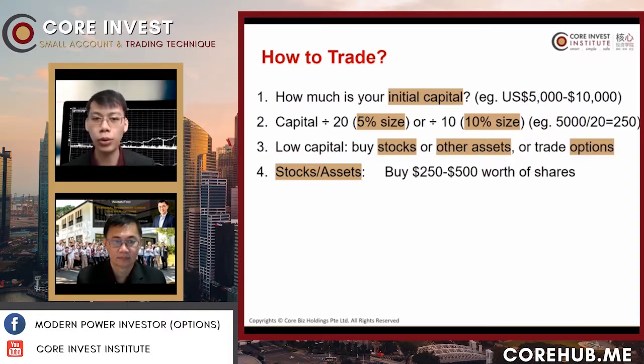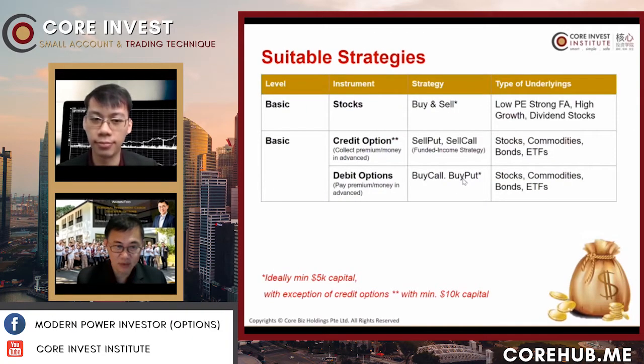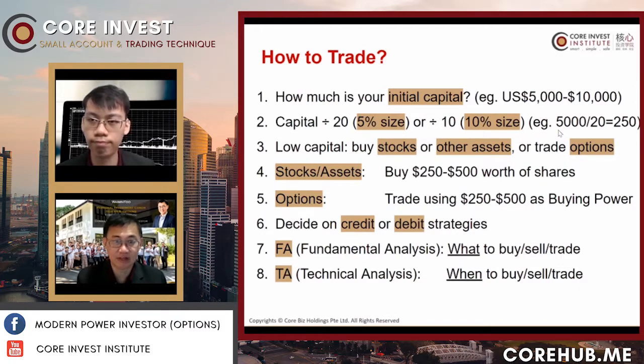So if you are thinking of a 5% size, that's $250, right? Where we take 5,000 divided by 20, or $500 if you take 5,000 divided by 10, right? So for stocks, you can buy from $250 to $500 worth of shares. Similarly, for options, with the same capital of $5,000, for example, you can trade $250 up to $500 as your buying power. As you know, buying power also means capital. Okay, it is the power to buy. So you need to check your options. The buying power should not be more than $500 at most, but of course, ideally about $250.